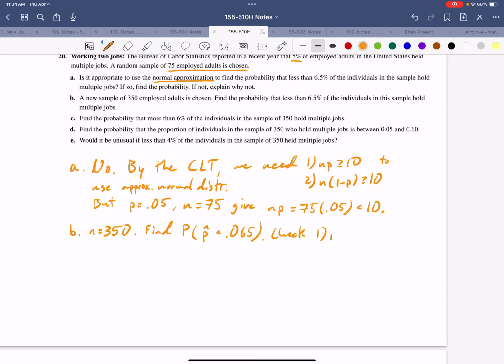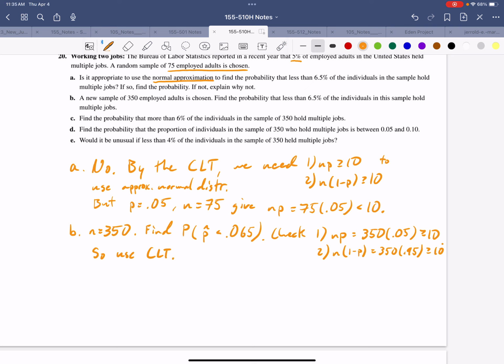We want to check number 1. n times p equals 350 times 0.05. I think we can tell that's greater than 10, because if it were times 0.1, then that would be 35, so half of that is about 17.5. So that's clearly greater than 10. And then n times 1 minus p is 350 times 0.95, and that's very clearly greater than 10. So we can use the central limit theorem.